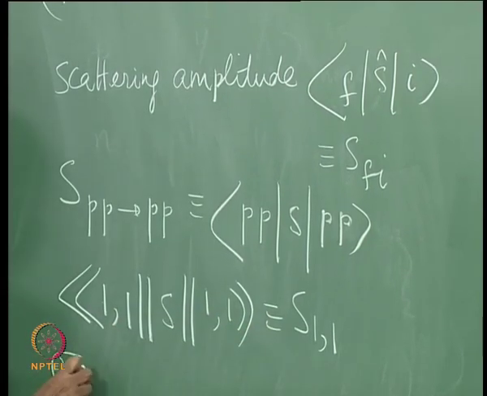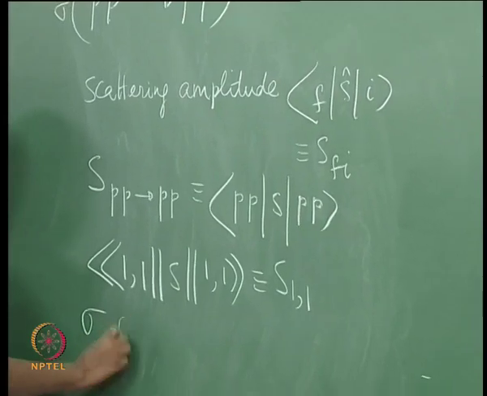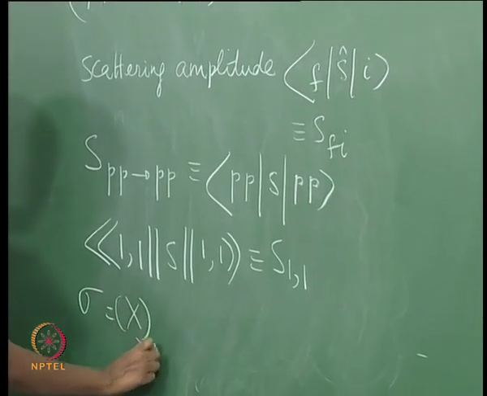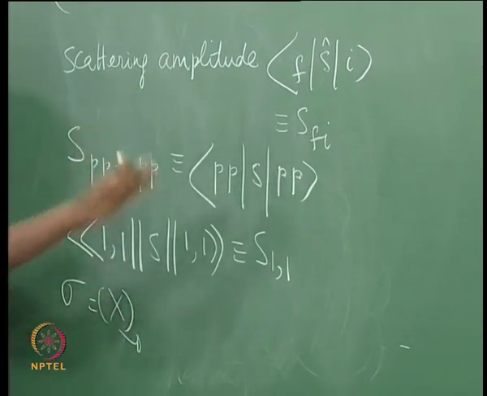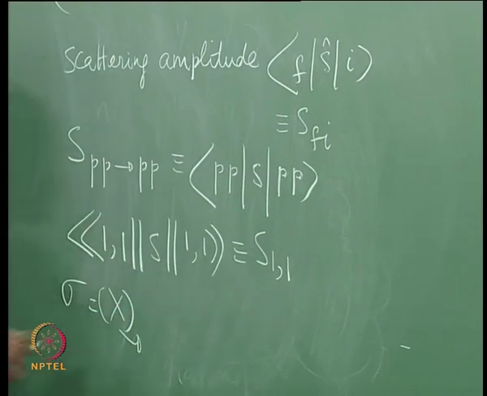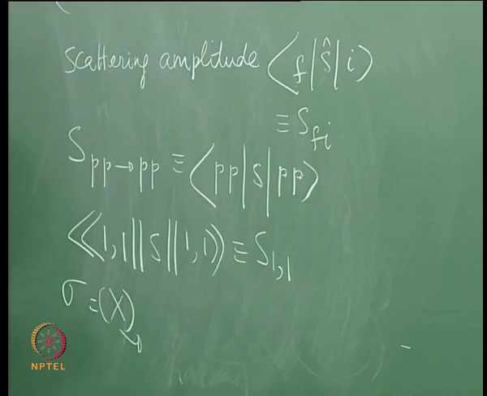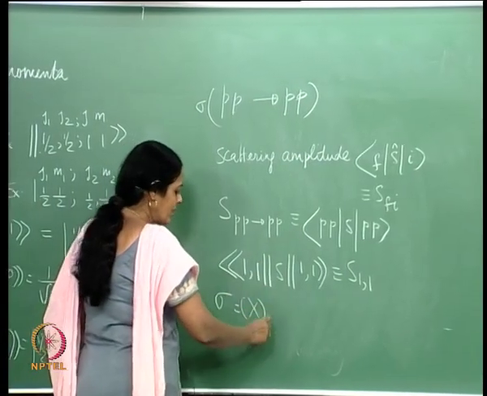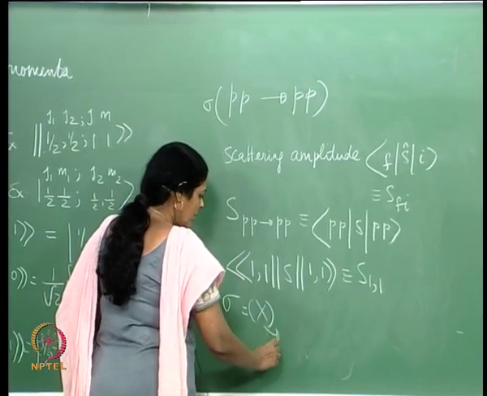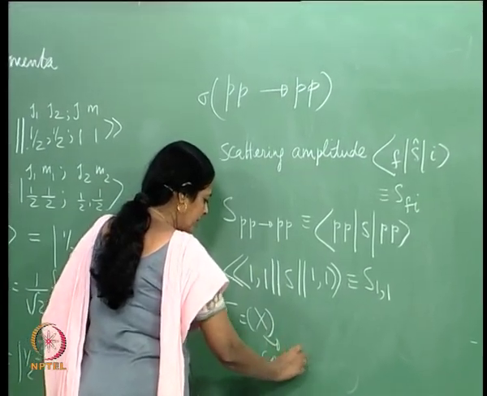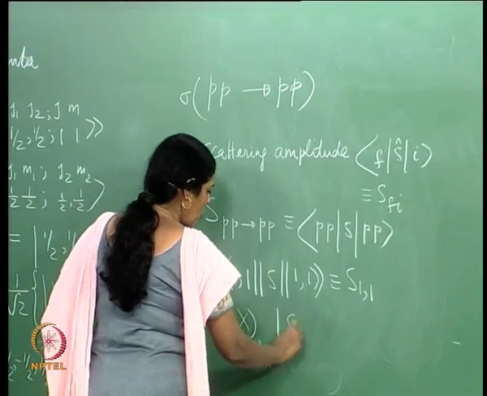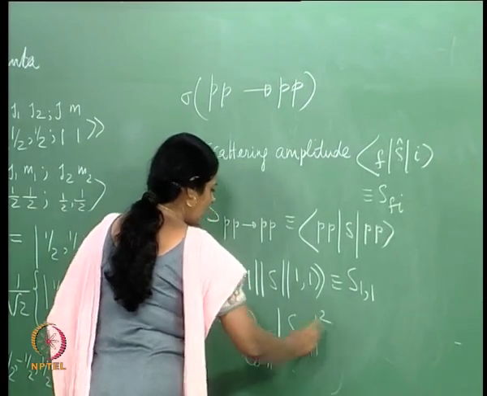The scattering cross section is essentially, apart from some constant factors which would not change for all these processes, because it is based on kinematics, it is based on the phase space available, it is based on the energy and the momentum available, and that does not change. Apart from this overall constant, this is modulus of S 1, 1, the whole square.